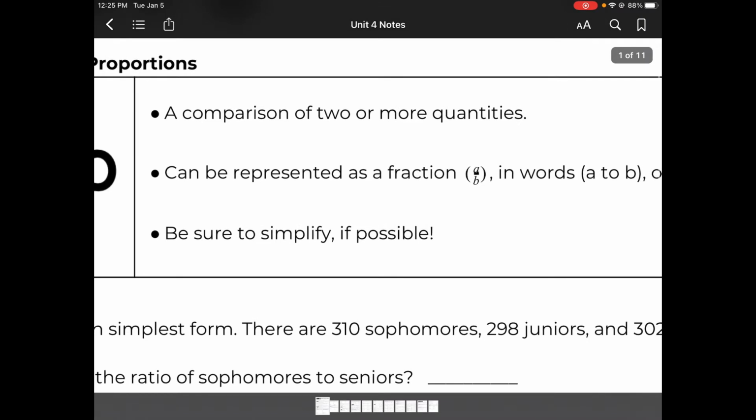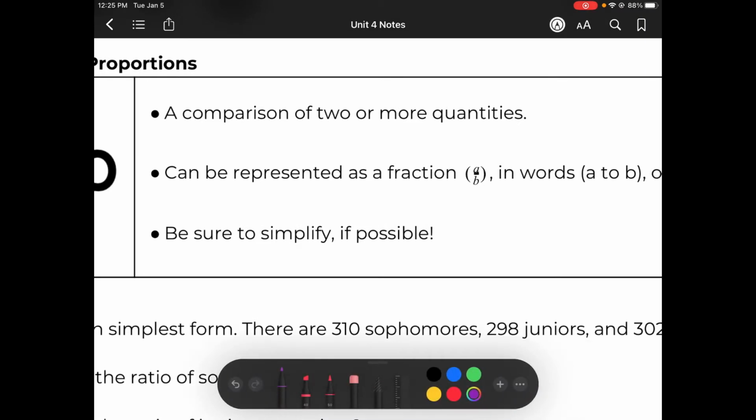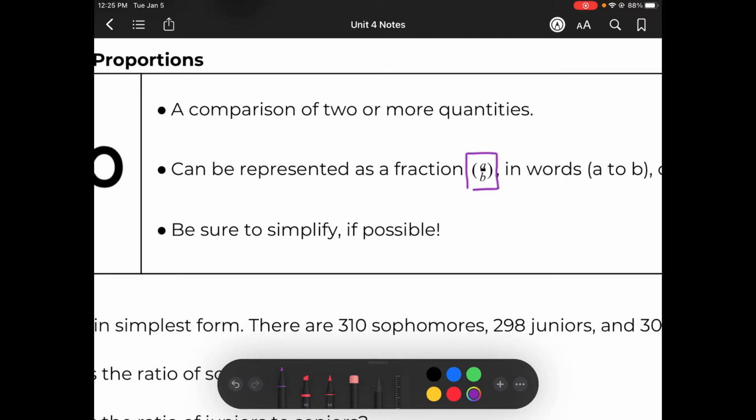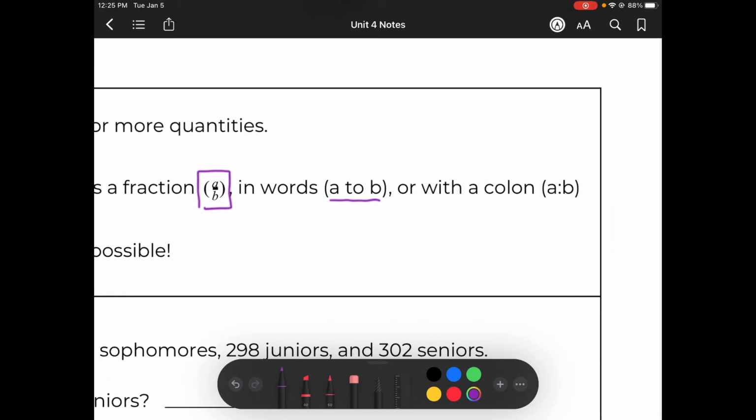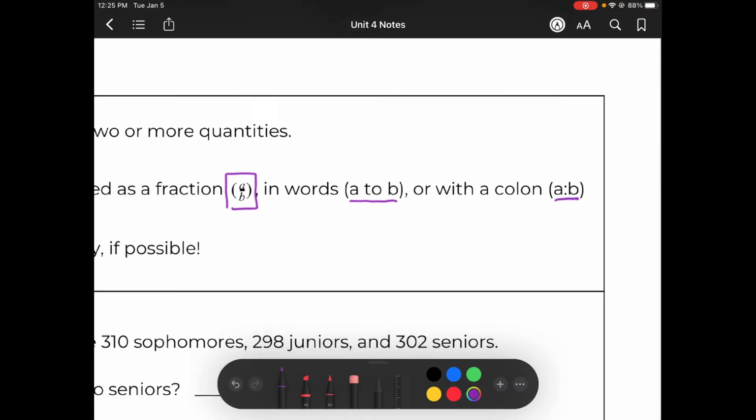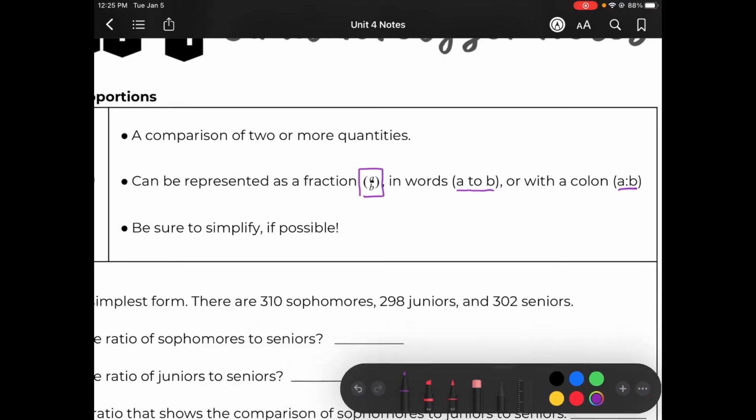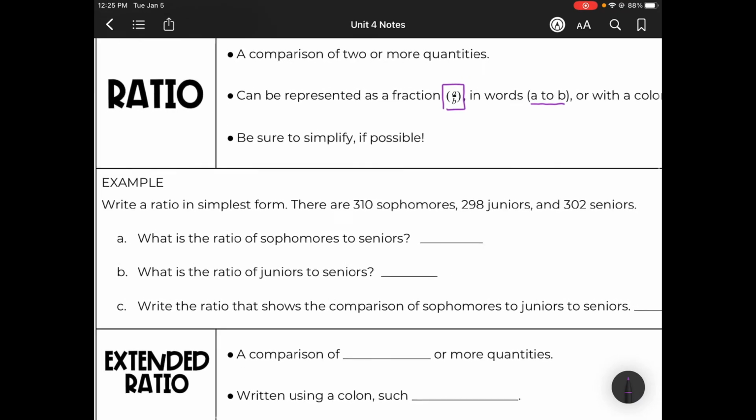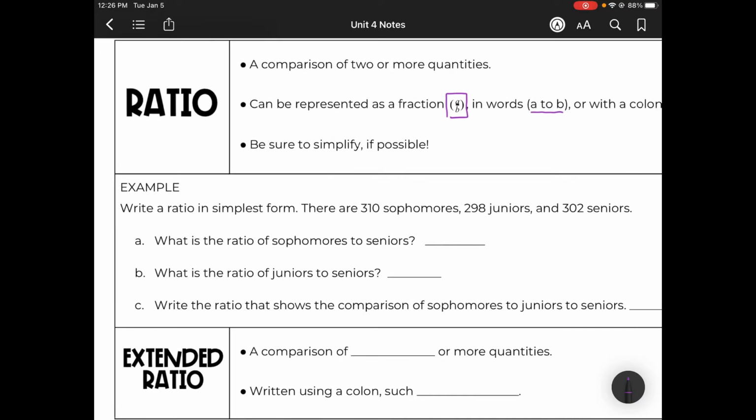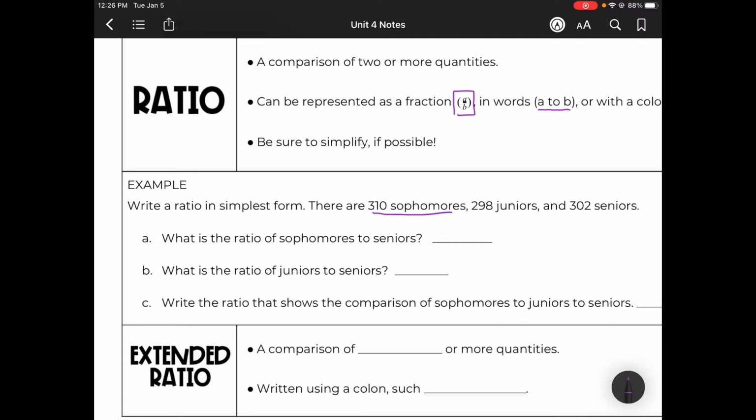be represented as a fraction, like you see here, A over B, or you can use the words A to B, or instead of using the word to, T-O, you could just write it with a colon, A to B, like that. But it is important that we always remember we want to simplify whenever possible. Okay? So as we work through some of our examples here, we will be given some sets of values or quantities to compare. On this first example, it says, what is the ratio of sophomores to seniors?